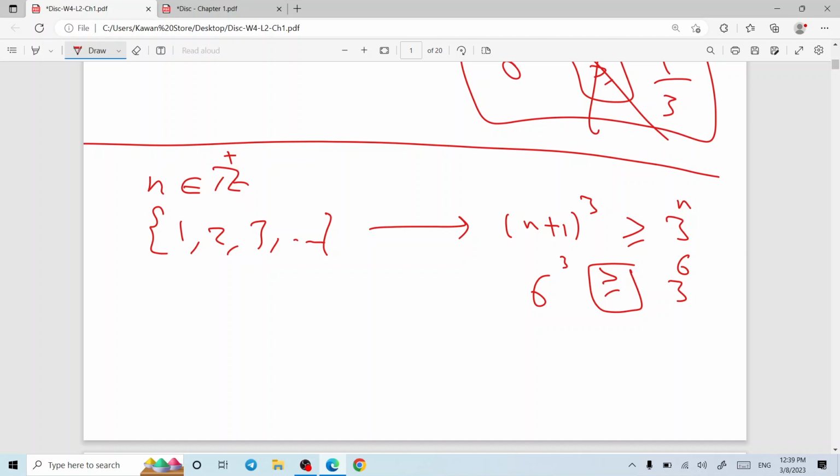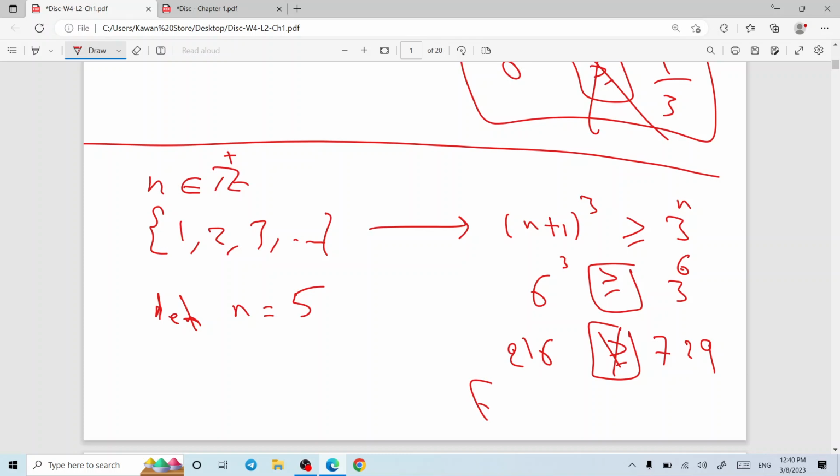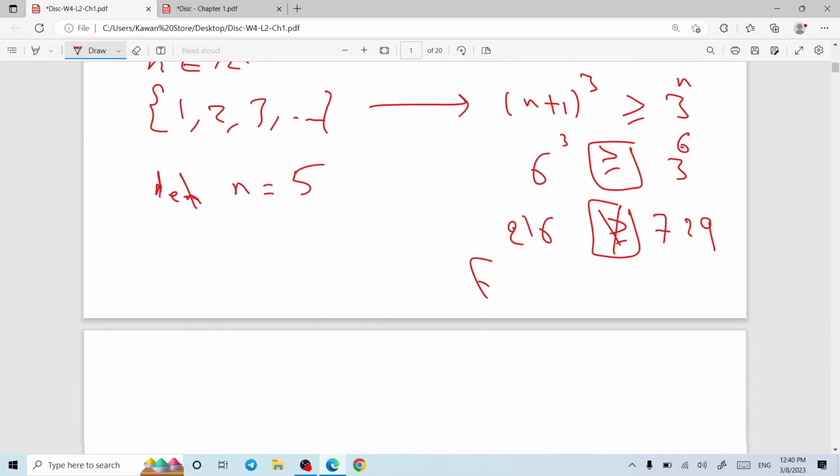Do it with your mobile, kindly. 6 to power 3 is equal to 216, and on the other side, 3 to power 5 is 243. Do you think that one is true? No. So if I let n be 5, we also get false. You got it? So the condition is very important.